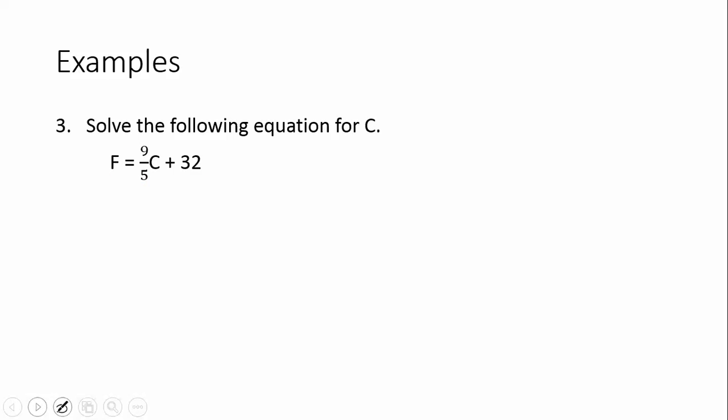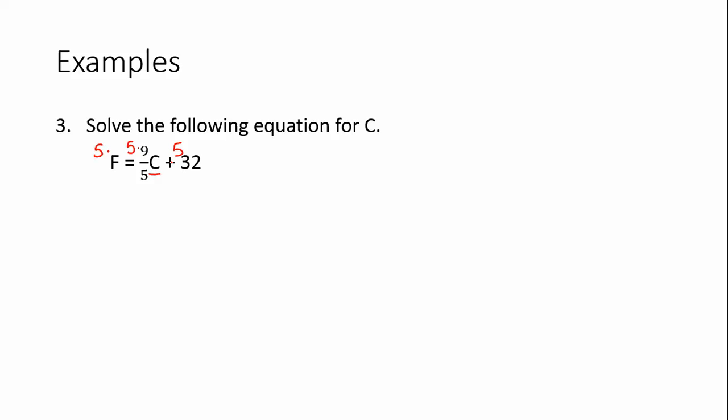Here's one that's a little more complicated. We want to solve this equation for c. So there's c. We see that it's being multiplied by a 9 over 5, and there's also a 32 being added to it. One of the easiest things we can do is get rid of fractions. So if we multiply everything by 5, remember, everything on the left and everything on the right gets multiplied by 5. That gets rid of the fraction.